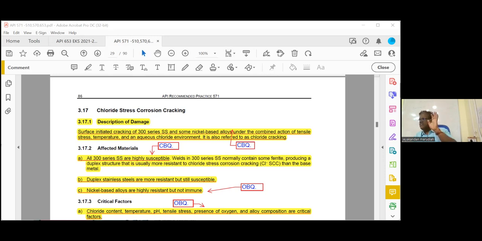I told you 300 series it will affect. Nickel based alloys are resistant but not immune. Nickel based alloys also it will affect. Okay, whereas carbon steel, low alloy steel, it will not affect.